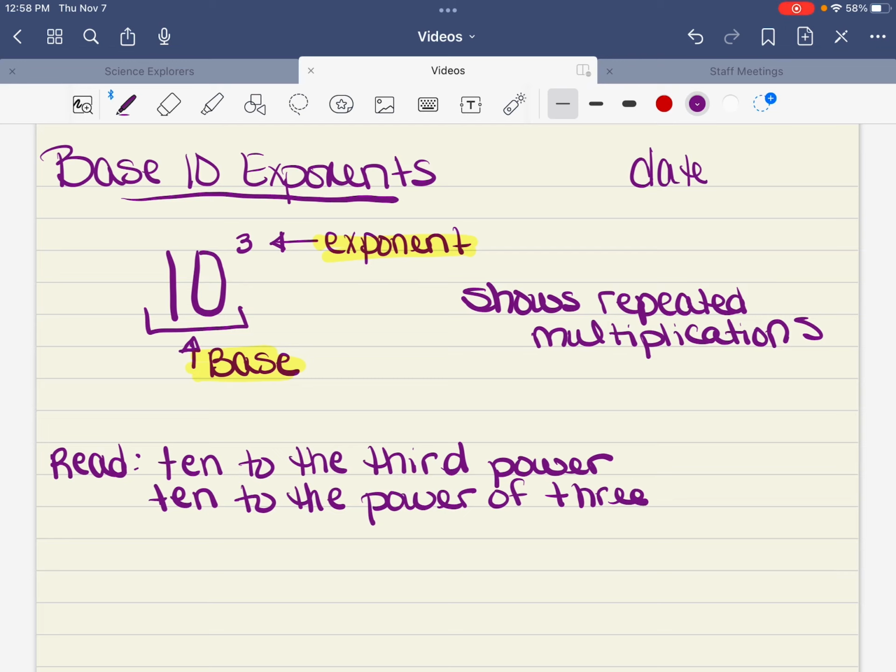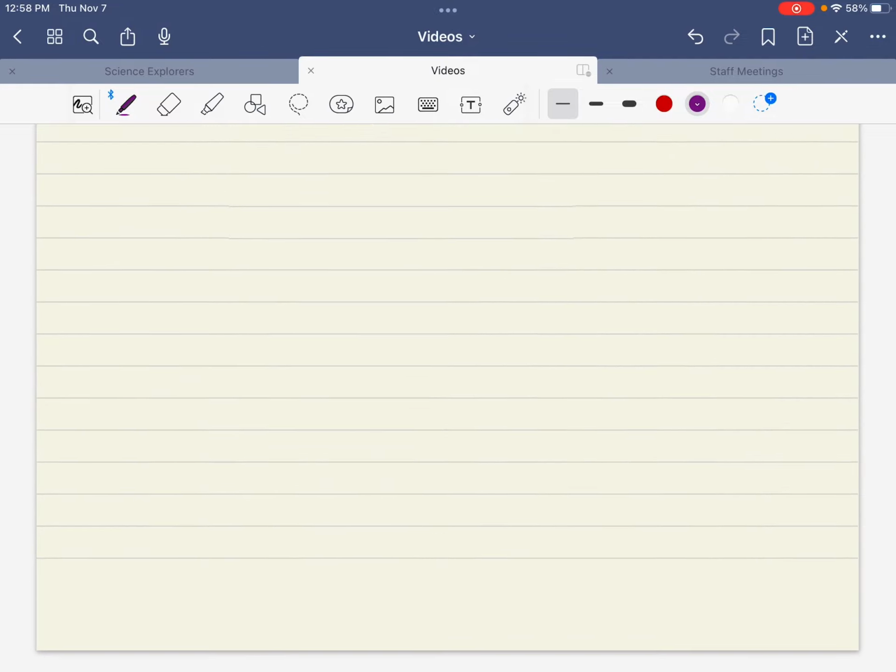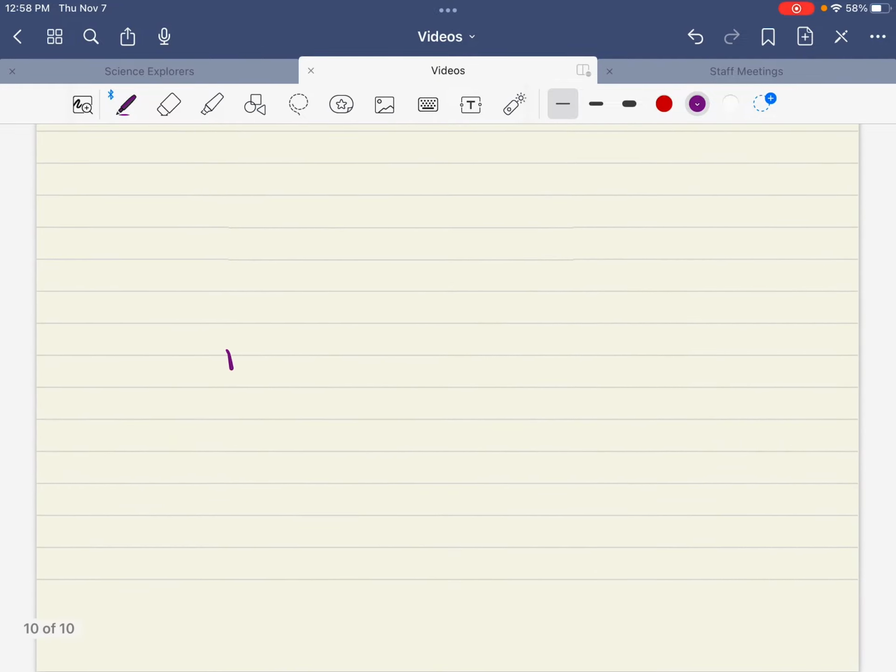So I'm going to come down here. You don't have to write this next part down. I just want to go through a couple examples. If I wrote this right here, how would you read that? 10 to the 2nd power or 10 to the power of 2. What about this one? Hopefully you're reading them out loud or in your head. 10 to the 5th power or 10 to the power of 5. What about that one? 10 to the 9th power, 10 to the power of 9.